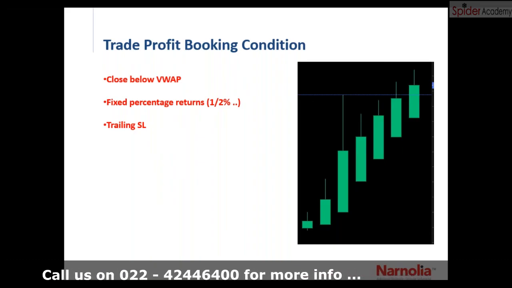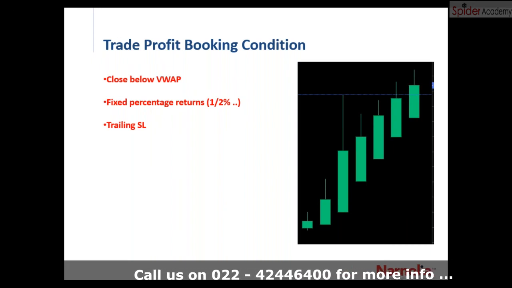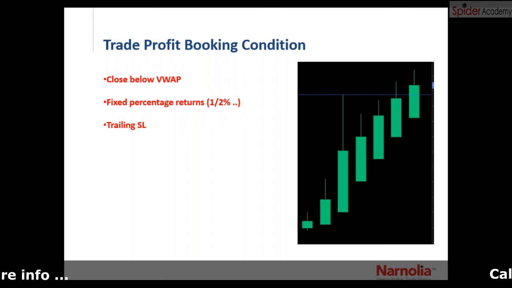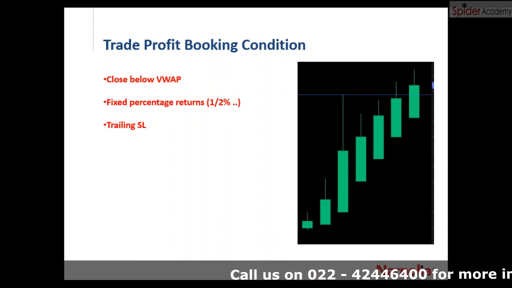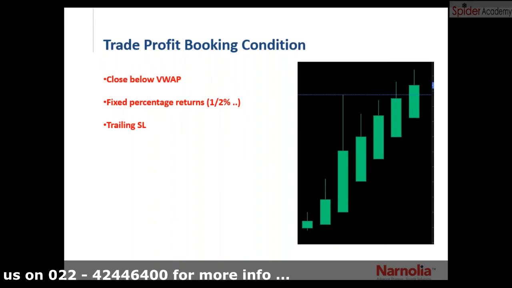VWAP is very close to the price. VWAP is changing. If the prices are moving up, VWAP will also move up. If the prices are coming down, maybe VWAP is not changing, and the moment prices close below VWAP, already we are in the money. One can book the profit. So simple. Okay. Next, we can have a fixed percentage return.